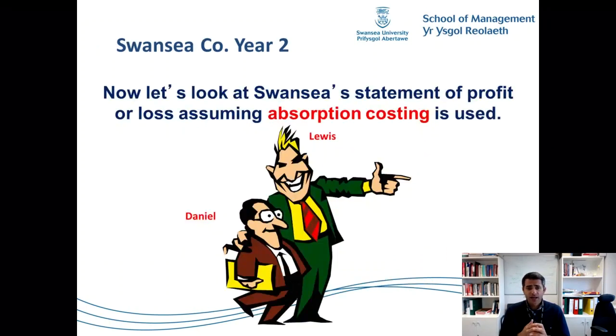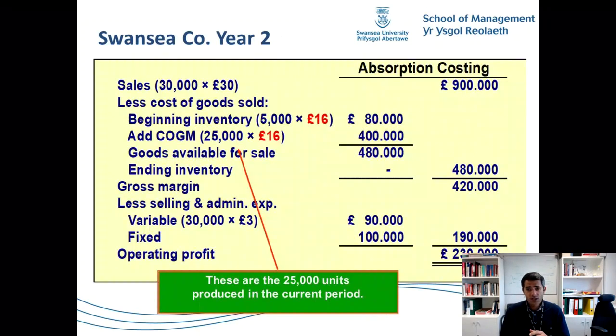So now let's have a look. For year two, under absorption costing, sales are the same: 30,000 sold times £30 equals 900,000. Beginning inventory, we have 5,000 times 16, the product cost per unit under absorption costing. And you need to add the cost of goods manufactured, which is 25,000 units times 16, and your ending inventory is zero, so minus closing inventory is zero.